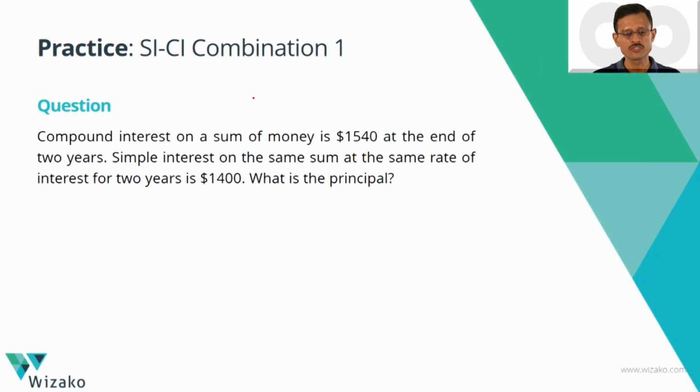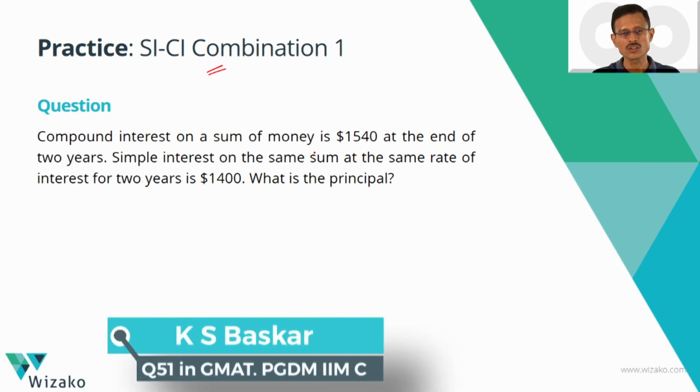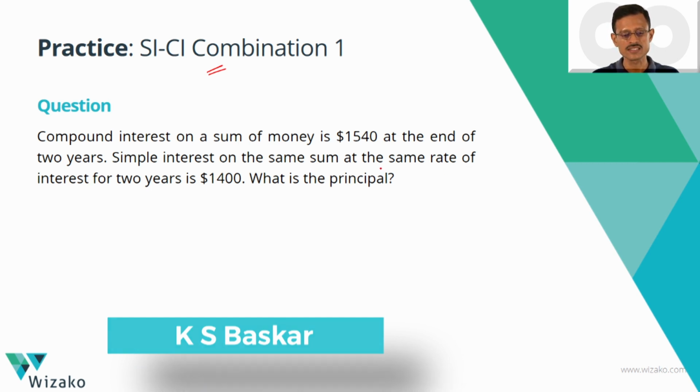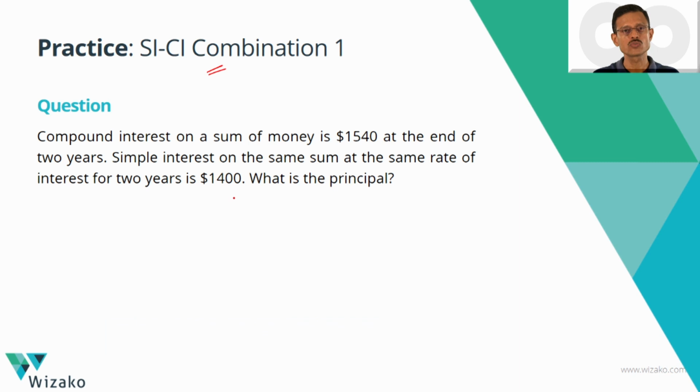This one and the next couple of questions focus on simple interest, compound interest combination questions. Let's start with this. Compound interest on a sum of money is $1,540 at the end of 2 years. Simple interest on the same sum at the same rate of interest for 2 years is $1,400. What is the principal?